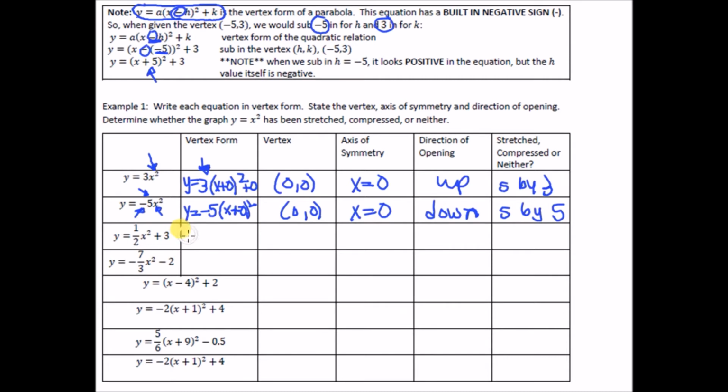Okay, vertex form, y equals, I'm actually just going to put equals 1/2. We're going to have another x plus 0 squared, but this time we have a plus 3. So this time our vertex is going to be 0, 3. So x equals 0, because it's the x value of the vertex, and this one's going to open up. It's compressed by 2, or you can say by 1/2.